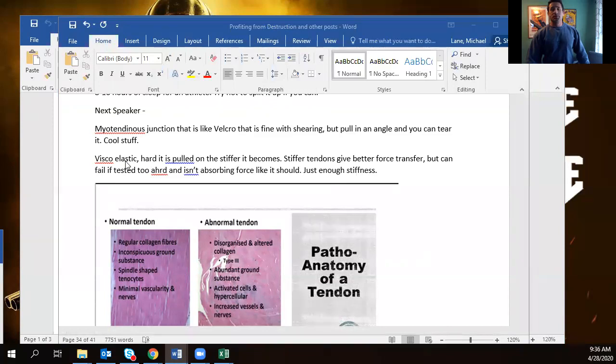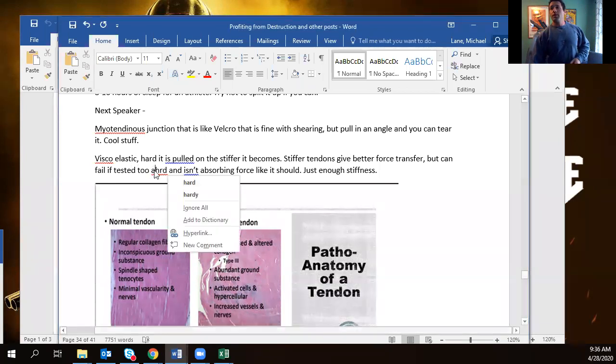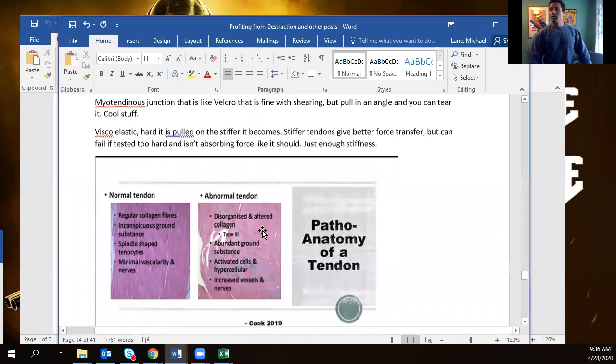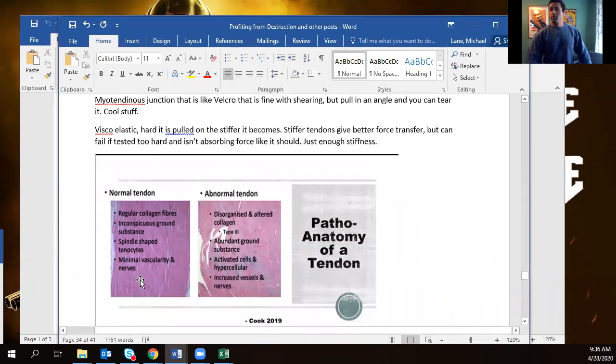What was interesting is since it's viscoelastic, that means the harder you pull on the tendon, the stiffer it actually becomes. And stiffer gives you better force transfer. However, if you test it too hard, it doesn't absorb force, and that's where it's just going to rupture. And so there are some interesting differences between a normal tendon and an abnormal tendon.